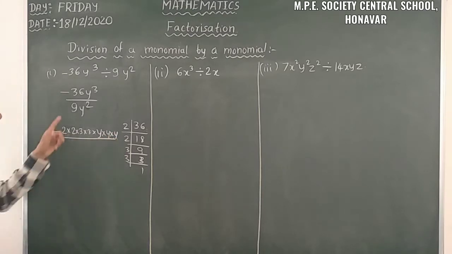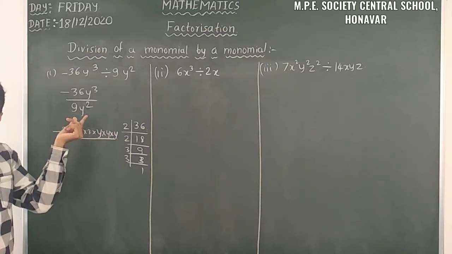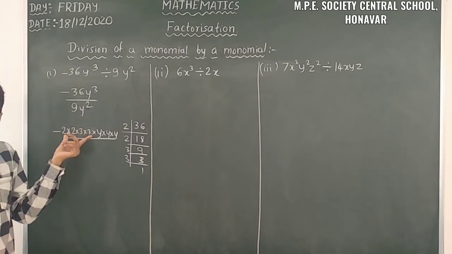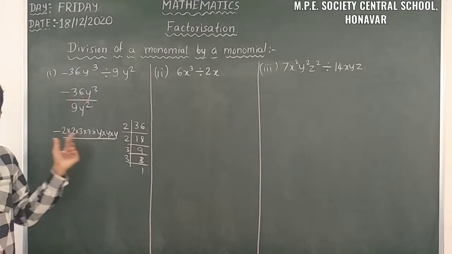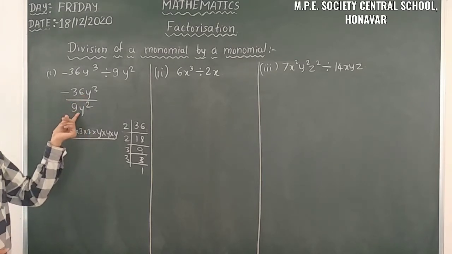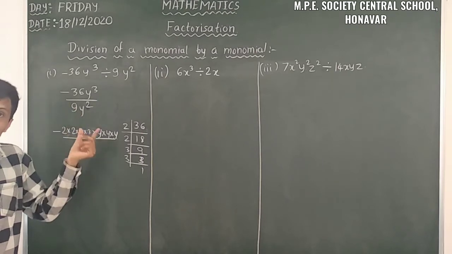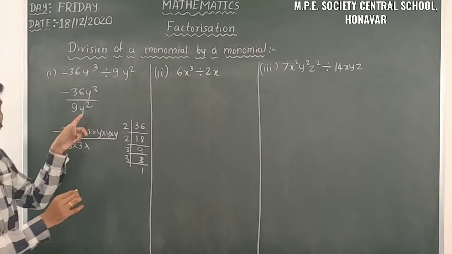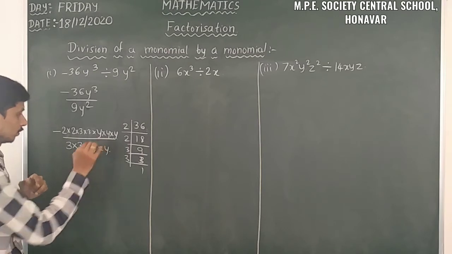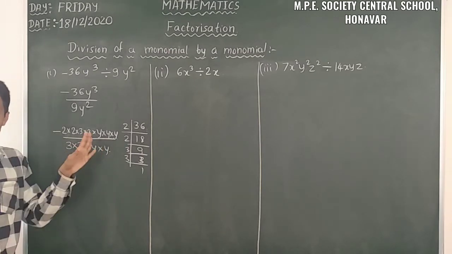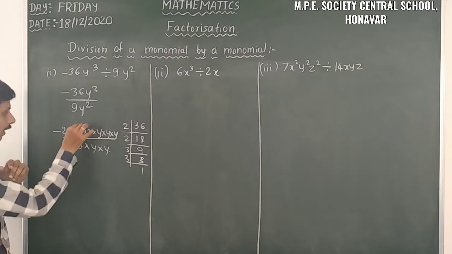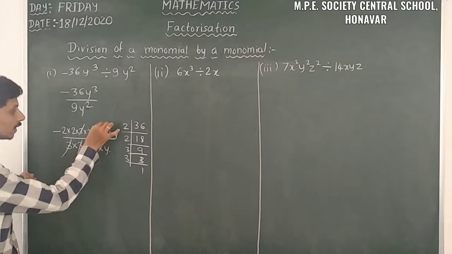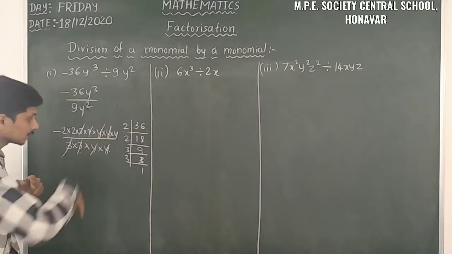Then divided by 9. 9 can be written as 3 into 3, the product of prime factors. Here also we wrote 36 as a product of prime factors, and 9 is also a product of prime factors, that is 3 into 3. Then y square can be written as y into y. Here we have to cancel out each: this 3 and this 3 get cancelled, the second 3 and 3 get cancelled, and this y and this y get cancelled, and this y and this y get cancelled.